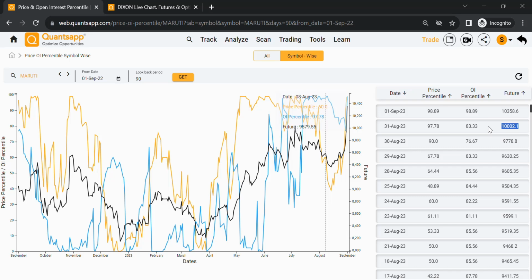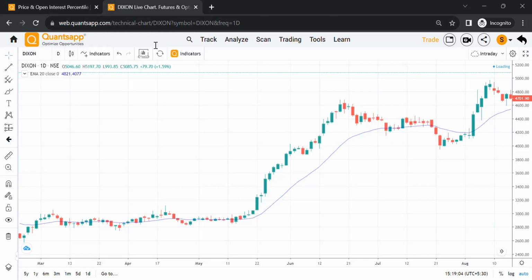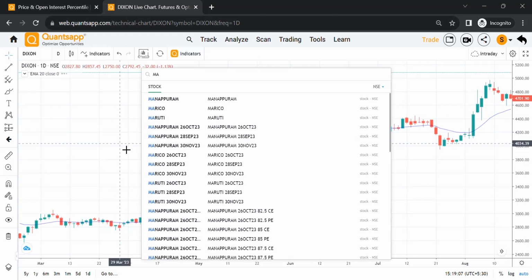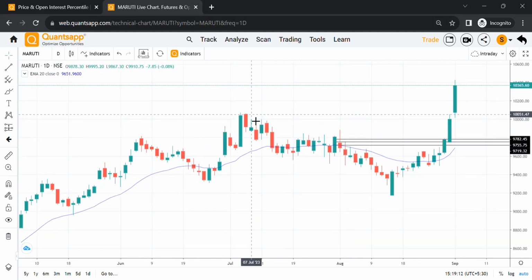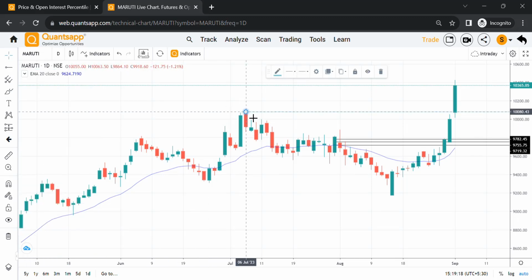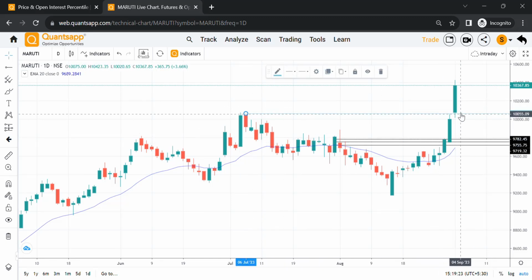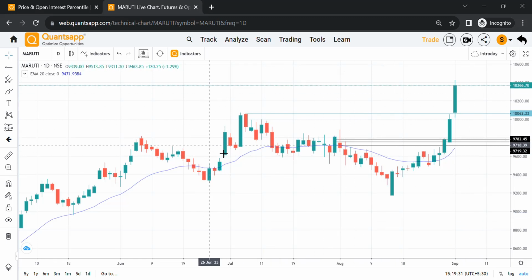So it's simple. All we need to do is watch out for those stocks where the price and OI percentile are above 90. And then, let's say Maruti, obviously we can go ahead and combine this analysis with some kind of technical analysis. A simple way, the way I do it, is that the moment Maruti breaks this important high, I will go ahead and create a trade with the stop loss at the low of today's candle itself. So this can also be done. We can combine some technical analysis with this and capture moves like this. So it's easy, right?